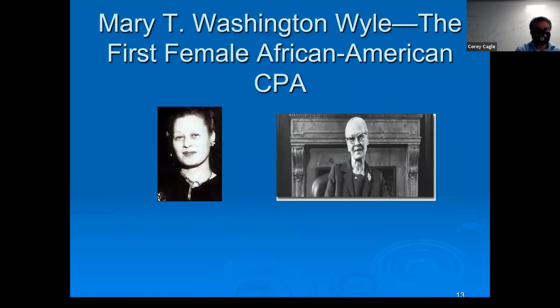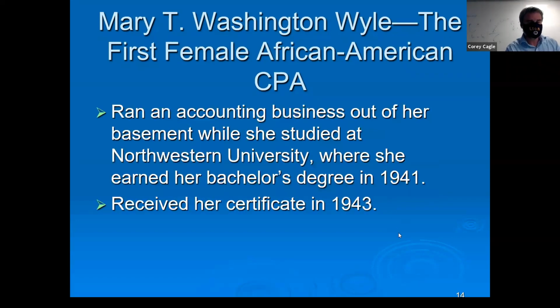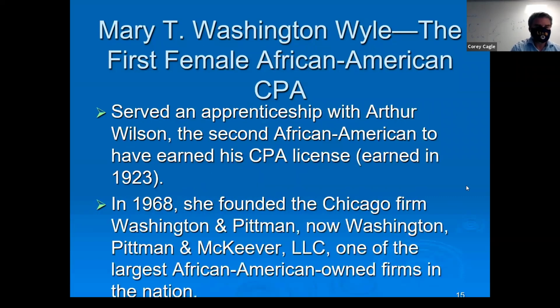And then Mary T. Washington Wiley, I guess it's pronounced, or maybe Weil, I'm not sure. Interesting about her. First female African-American CPA. So I have a younger picture and an older picture, but her story is interesting. She ran an accounting business out of her basement while she was studying at Northwestern. She earned her bachelor's in 1941, got her CPA in 43. Served an apprenticeship with a guy named Arthur Wilson, who was the second African-American to earn the CPA license. That happened in 1923. In 1968, she founded a firm in Chicago called Washington and Pittman.